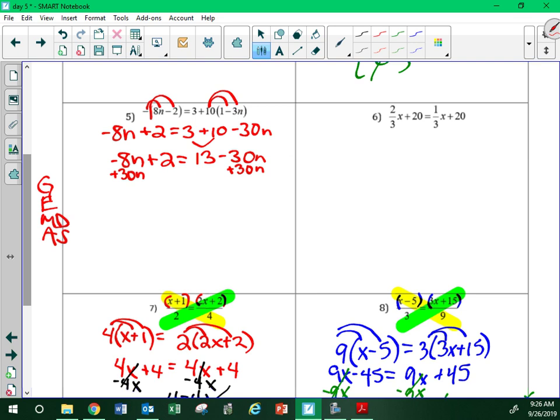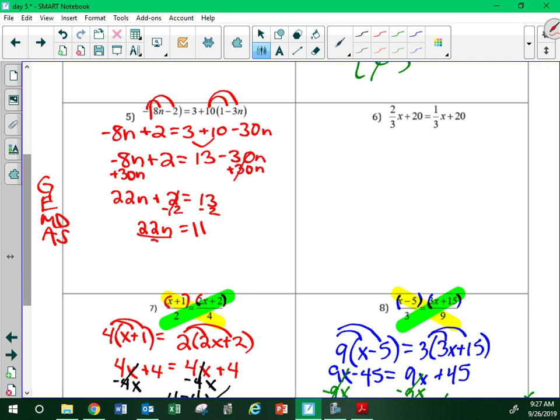Ooh, what's negative 8 plus 30? 22. 22, and you spell plus 2n equals 30. So it's 13, and this gets... Now get rid of the 2. Good. How do I get rid of 2? Minus 2. Good, subtract 2 to the 32. You get 11. 22n equals 11. Ooh, now what do we do?